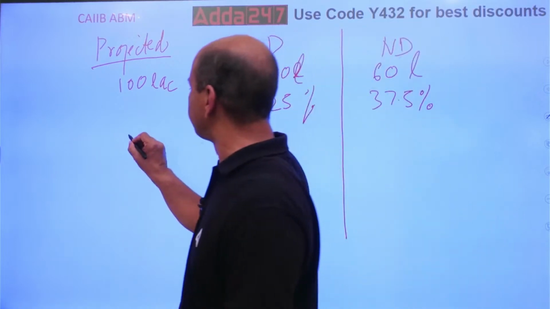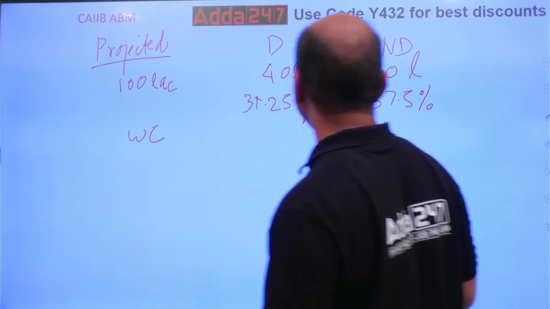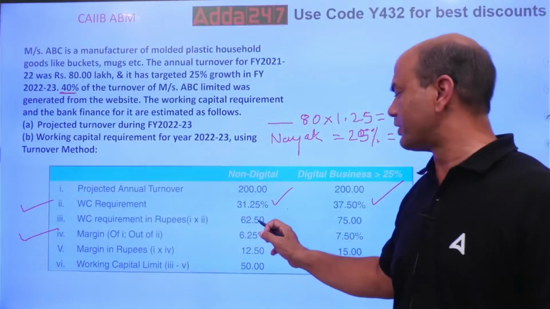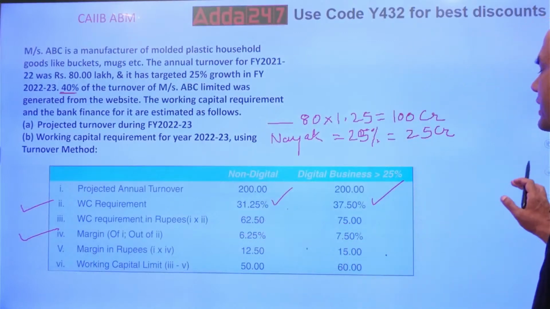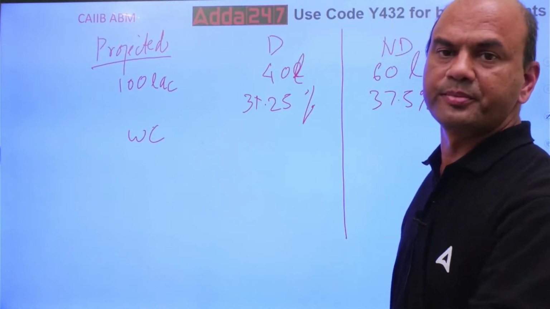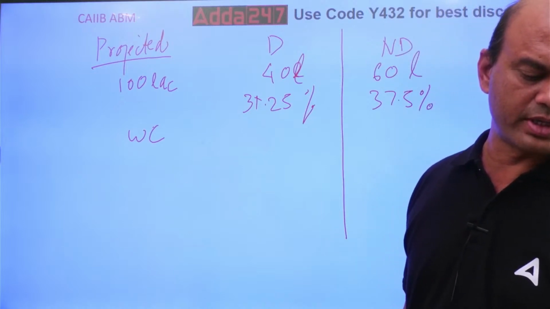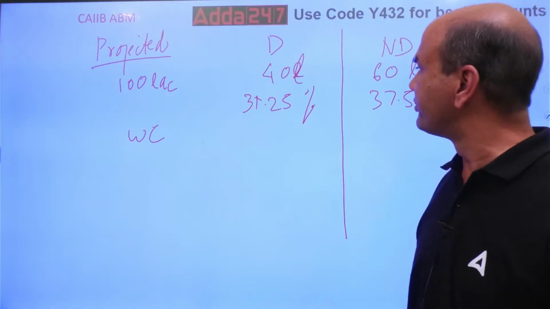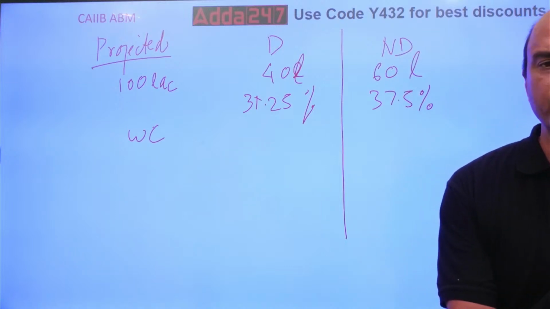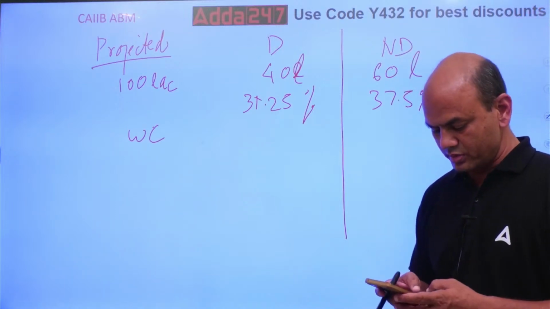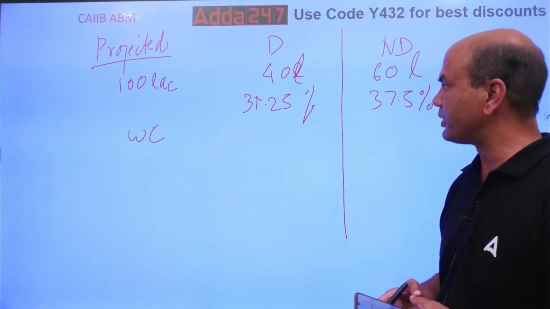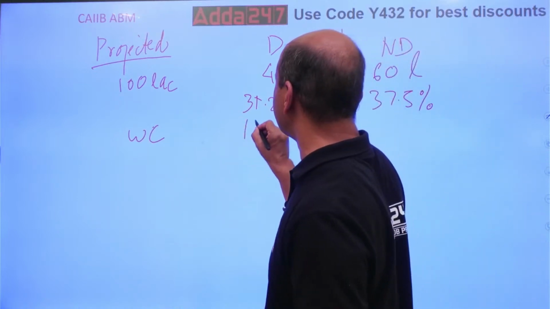What is the WC? WC requirement is, so look at this, same logic we are following. WC requirement means multiplication of that. Then you will take the margin. So 31.25% of 40 lakhs. What is the answer? Let's solve whatever is asked in the exam. So 40 lakhs into, let me do it on the calculator over here, 31.25% means divided by 100. So 12.5. So WC is 12.5 over here.